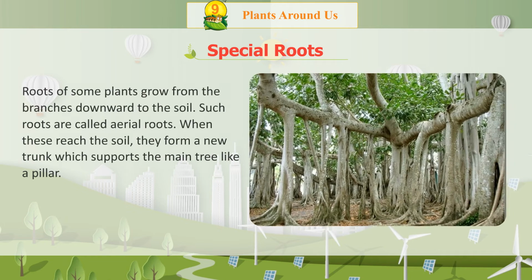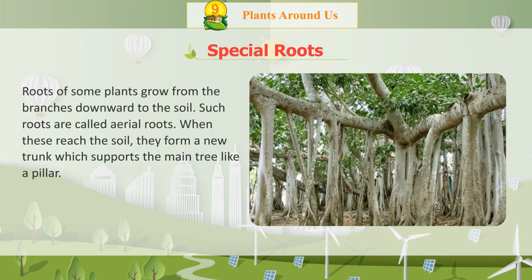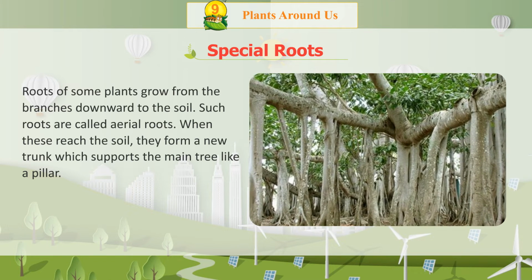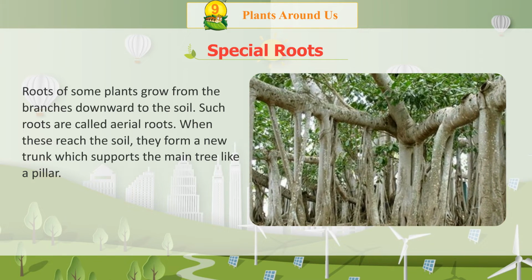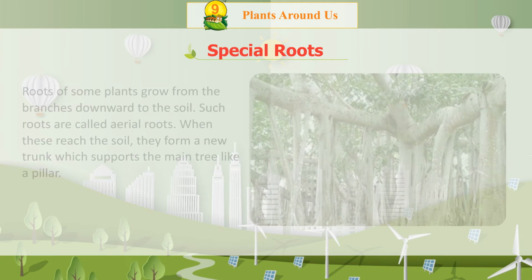Special roots. Roots of some plants grow from the branches downward to the soil. Such roots are called aerial roots. When these reach the soil, they form a new trunk which supports the main tree like a pillar.